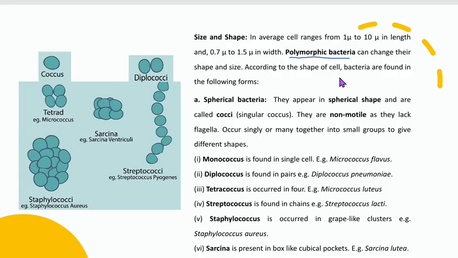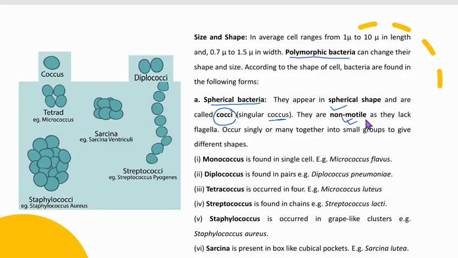Let's discuss the bacteria on the basis of the shape of the cell. They are found in the following forms. The first one is spherical bacteria, that is, the ones which are spherical in shape, which are called Cocci. Cocci is the plural form, and a single spherical bacterium is called Coccus, and they are non-motile.